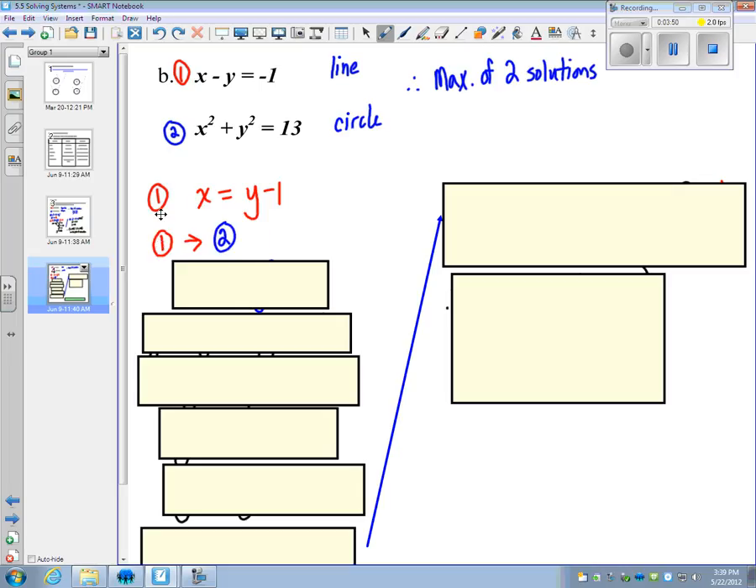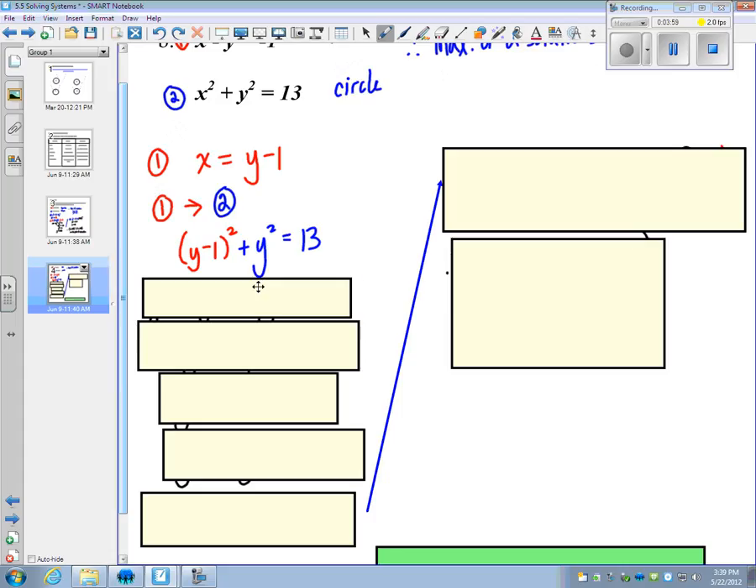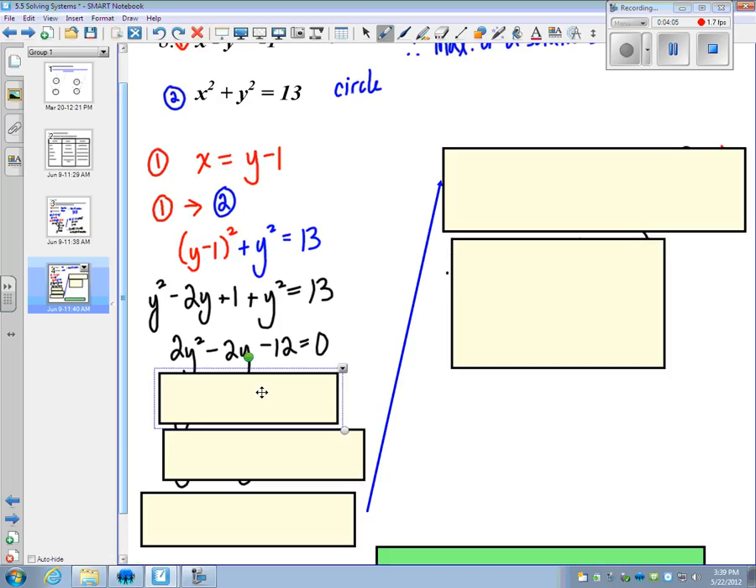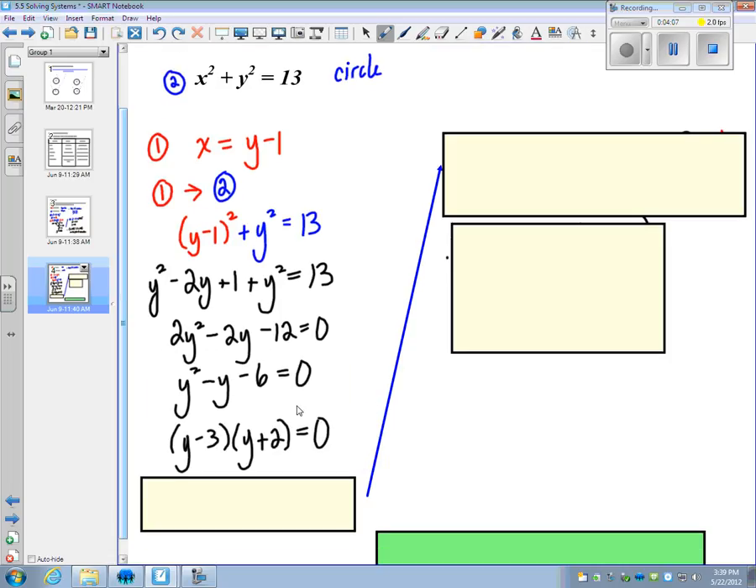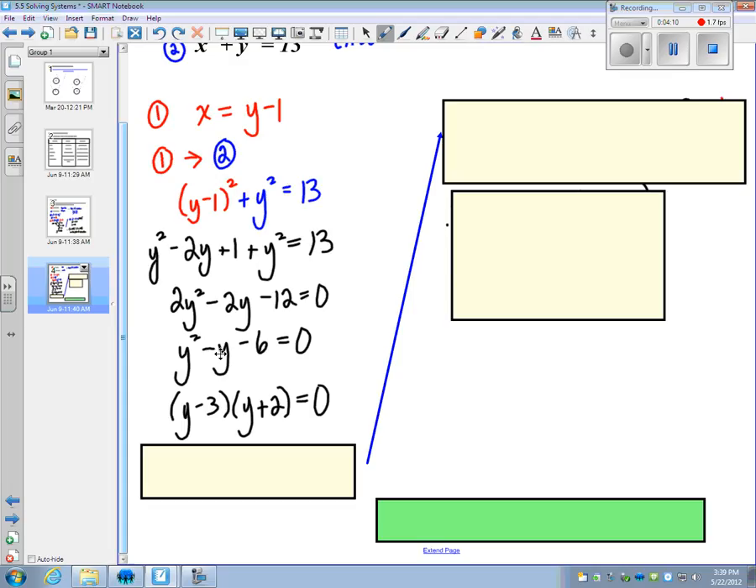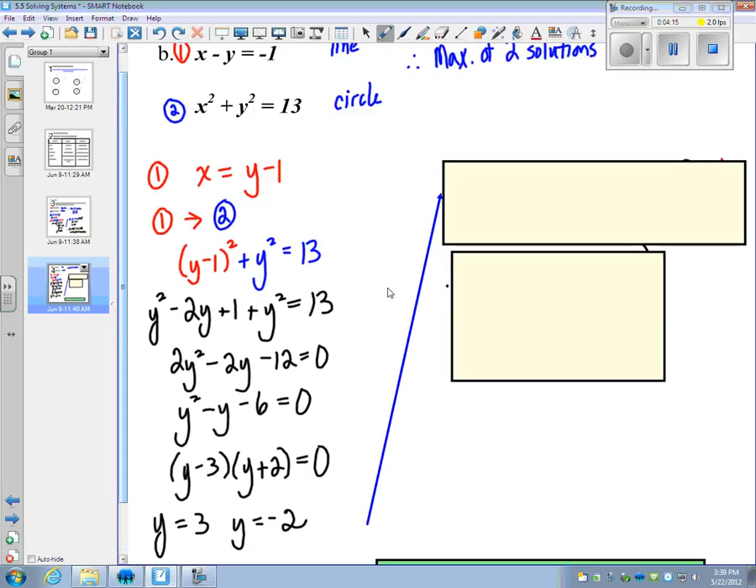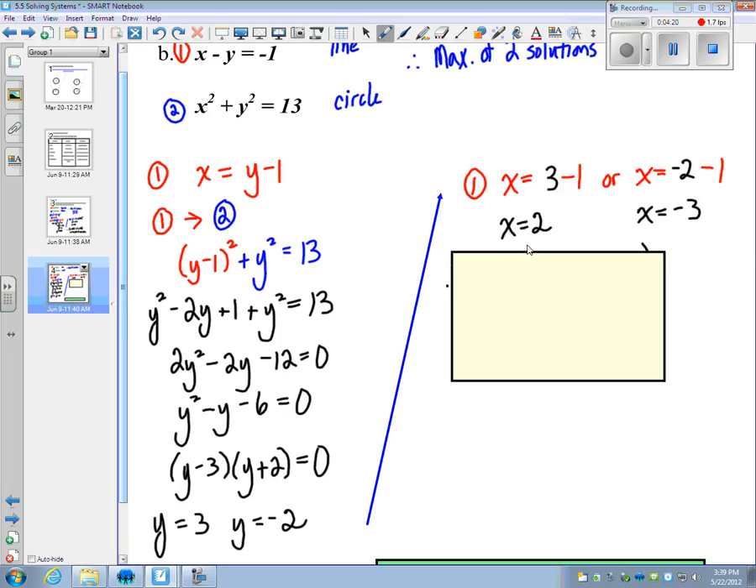Now I substitute equation 1 into equation 2. So every time I see an x, I'm going to put y minus 1. Subbing it in, doing some expanding, collecting like terms. And now I come to y squared minus y minus 6. I'm going to factor that. So I have either y equals 3 or y equals negative 2. Subbing that into the equation here, I have x equals 2 or x equals negative 3.